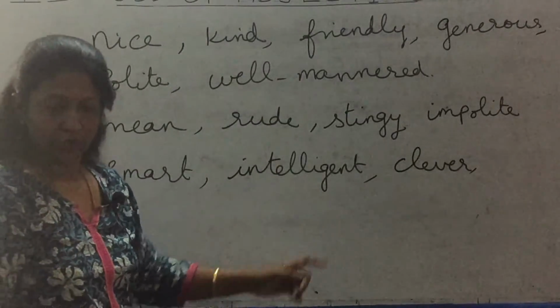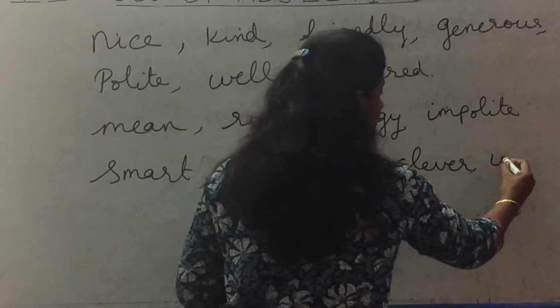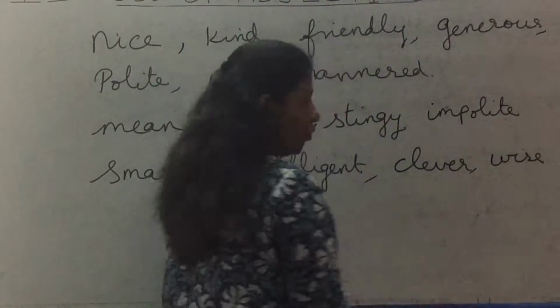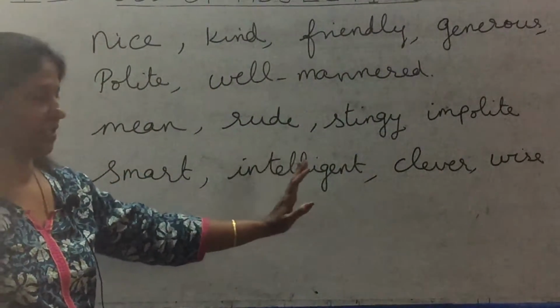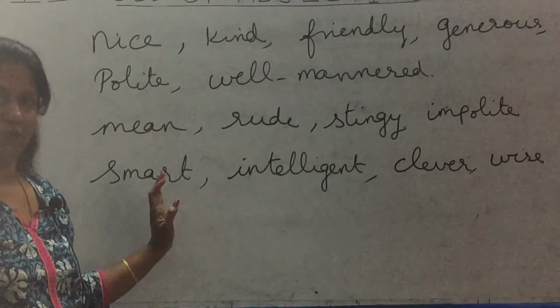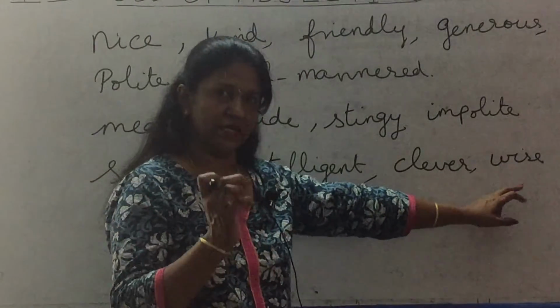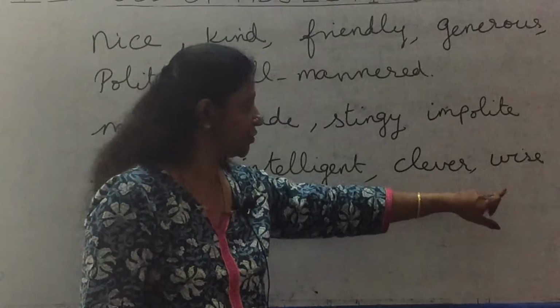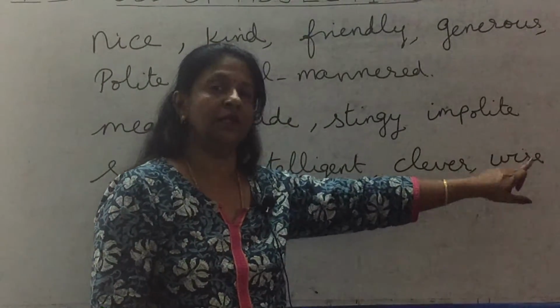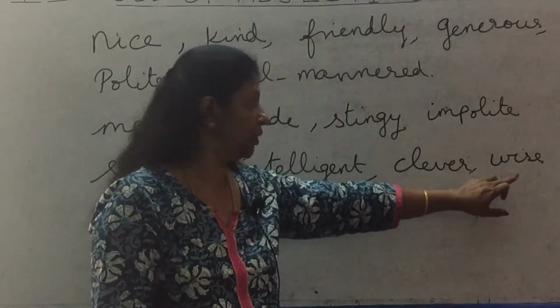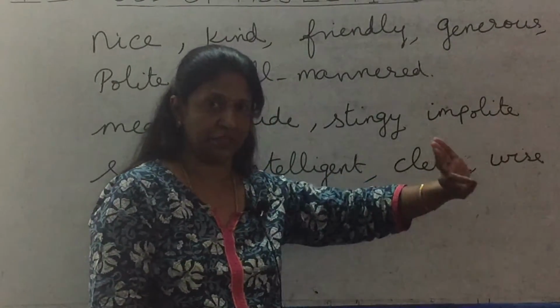Okay, so then you can use the word wise. If you see, more or less all these words have similar meaning. He is intelligent, he is clever, he is smart. But you see, there will always be a slight difference when you use this word wise. You use it for elders, for an elderly person. Why? Because this comes from the word wisdom.